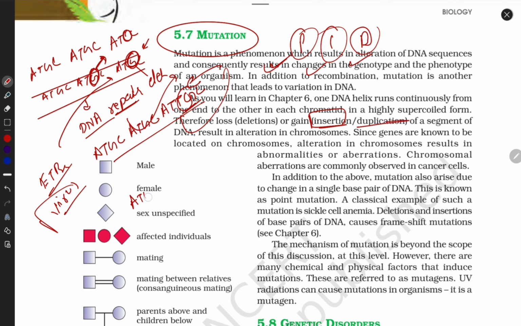Duplication is what? ATGC, ATGC. Assume again ATGCGC. Here is duplication. If they do not remove it, if they do not correct it, then mutation will occur. Okay, in detail we will discuss this in chapter 6.